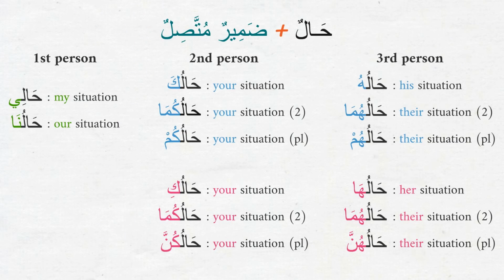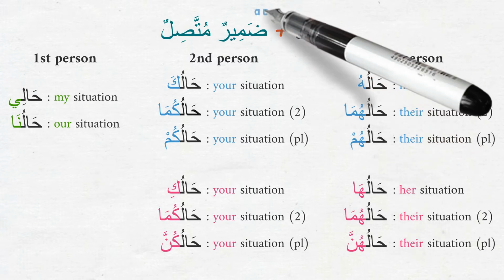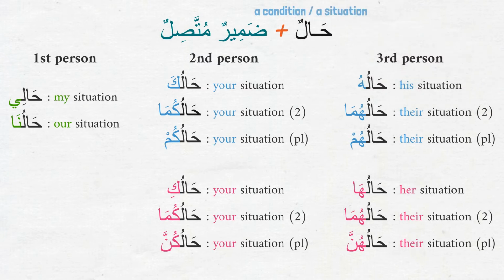Let's now move on to ضمير متصل or attached pronouns. Here's a table of ضمير متصل coming with a new ism type word حال, which means a condition or a situation. حال. Let's go over the table together.